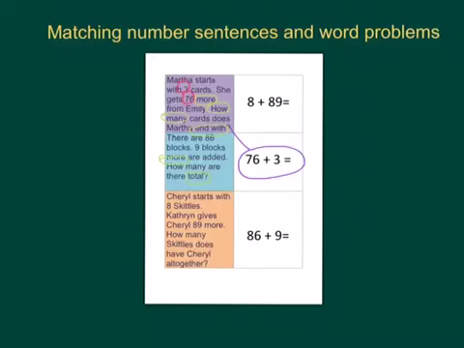Now let's go through and highlight the other key information that's going to help us write this number sentence. There are 86 blocks, 9 blocks more are added. Okay, so can you see the matching number sentence for this word problem? Okay, yes, it's this one here. 86 plus 9 equals. Well done. Last one. See if you can figure it out yourself.